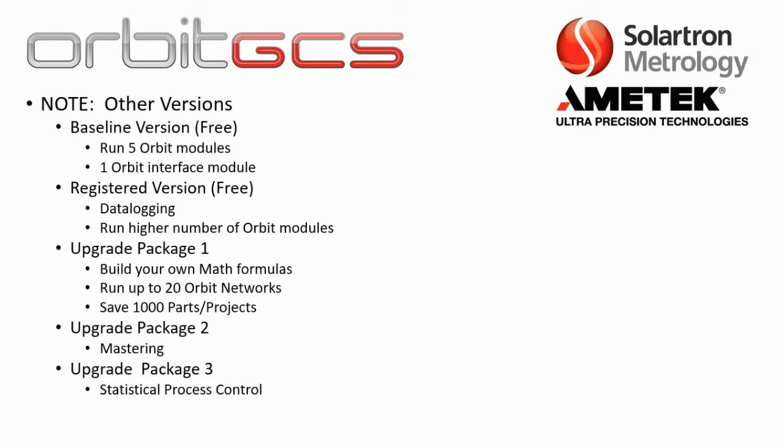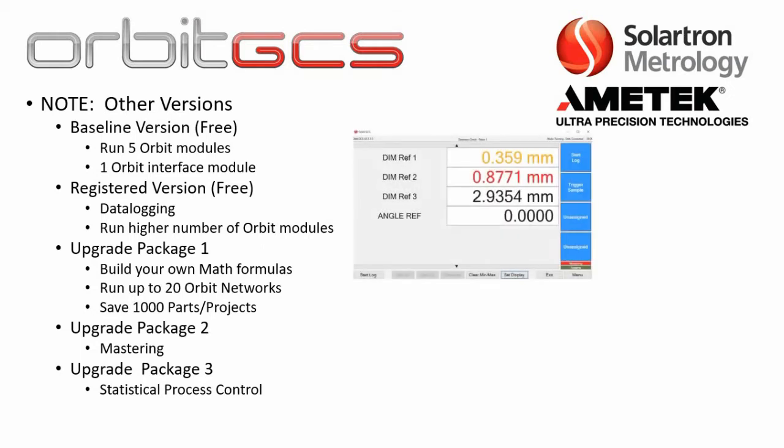It should be noted the other versions of Orbit GCS that we have already. For example, we have the baseline version, which is free. This can run up to 5 Orbit modules and 1 Orbit interface module. We also have a registered version, which is also free, and this adds the data logging function, and you can also run a higher number of Orbit modules.